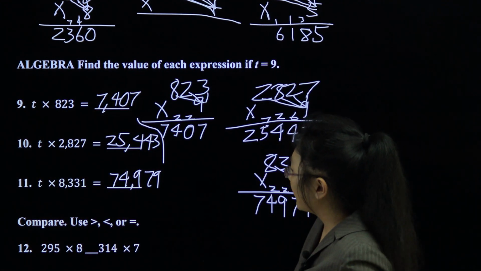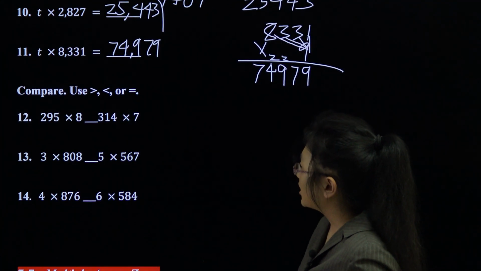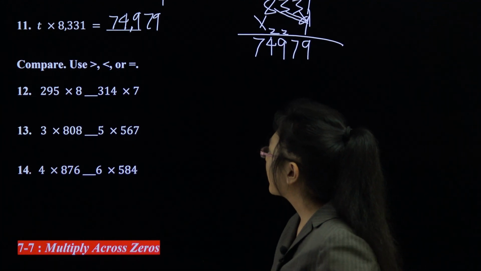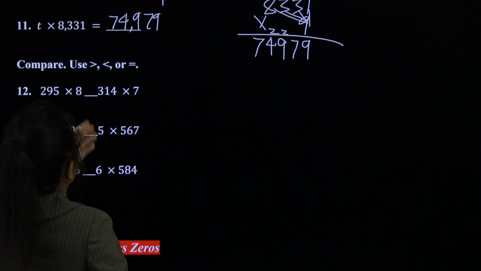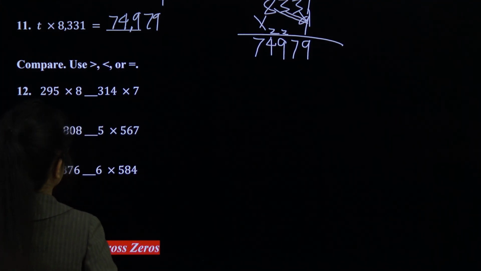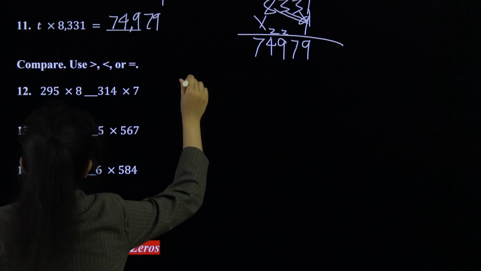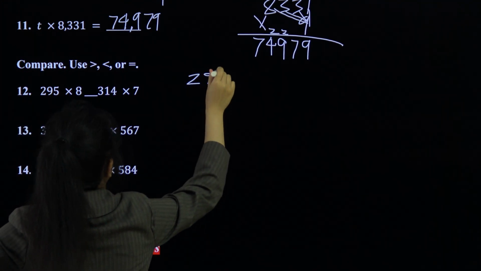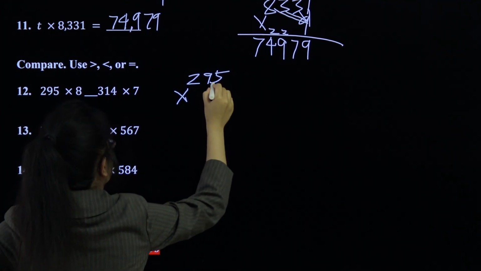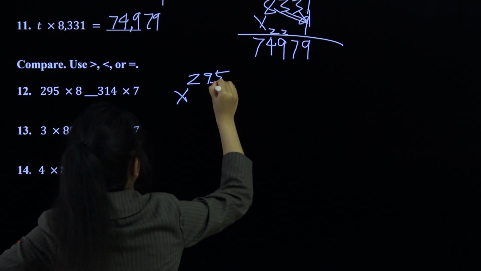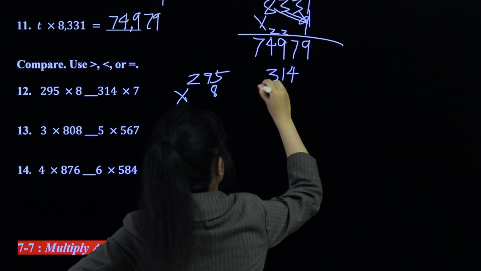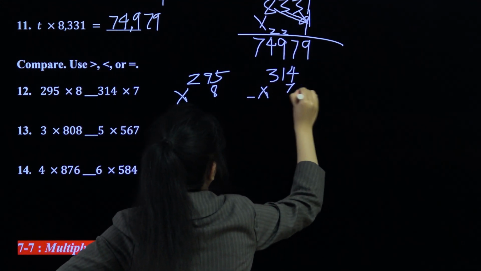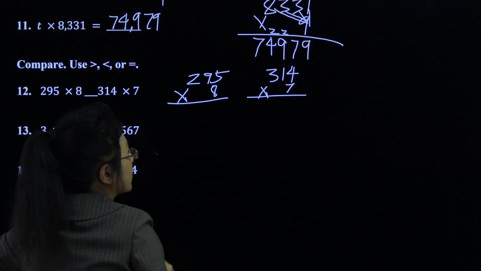We move on to the last exercise of this section, which is compare. Use greater than, less than, or equal to. So we have 295 times 8 and 314 times 7. Let's calculate.